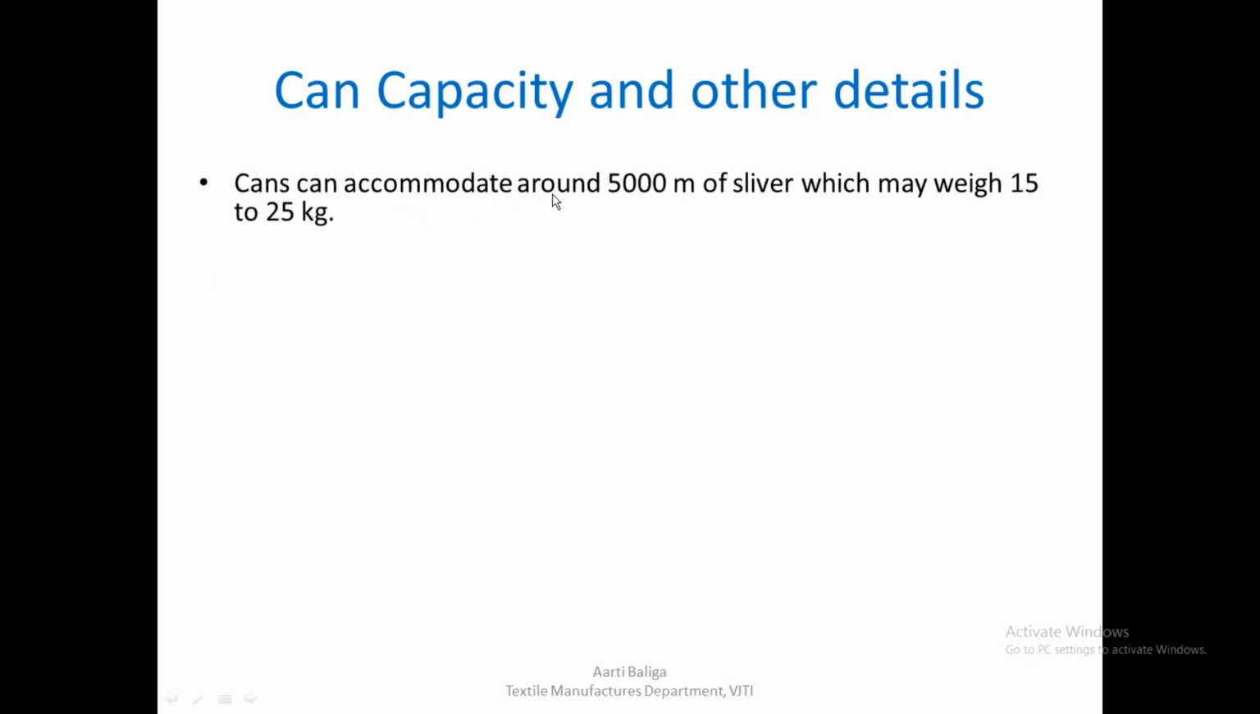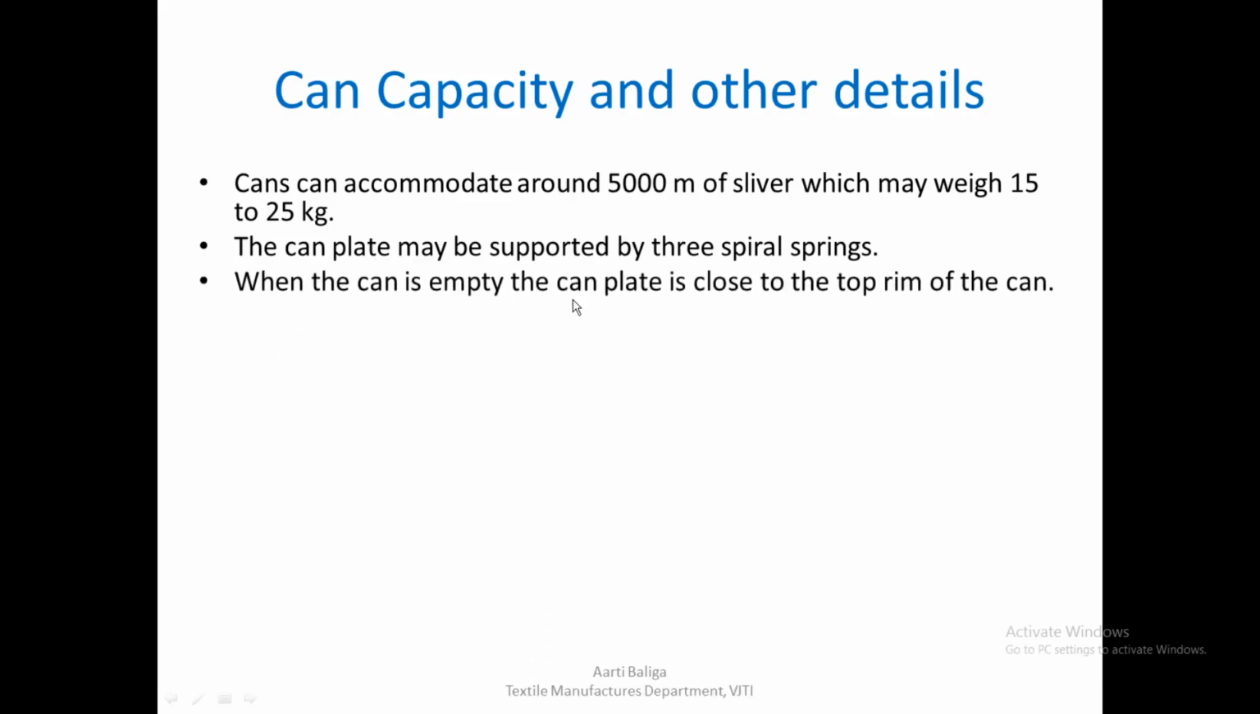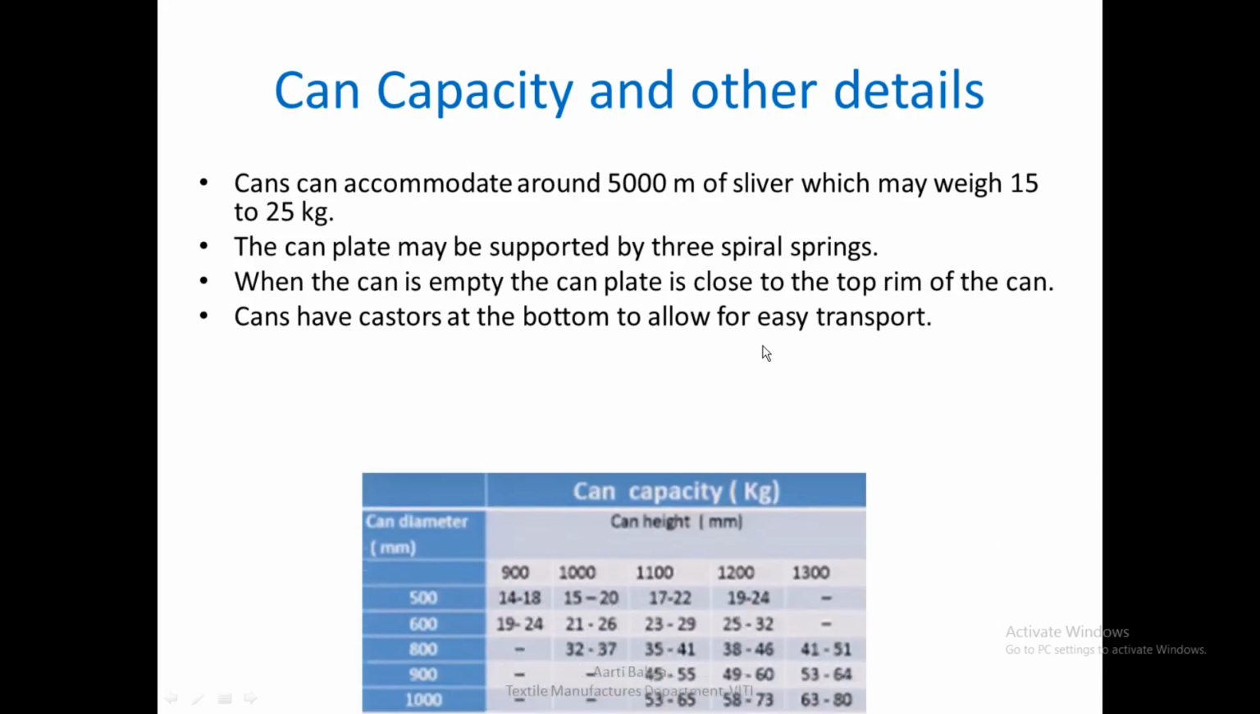So let us look at what kind of can capacity we are looking at. The cans can accommodate around 5,000 meters of sliver, and it may weigh somewhere between 15 to 25 kgs. The can plate is normally supported by 3 spiral springs. When the can is empty, the can plate is close to the top rim of the can. We have just seen that. Since cans are huge in capacity and weigh a lot, there are casters at the bottom to allow for easy transport.